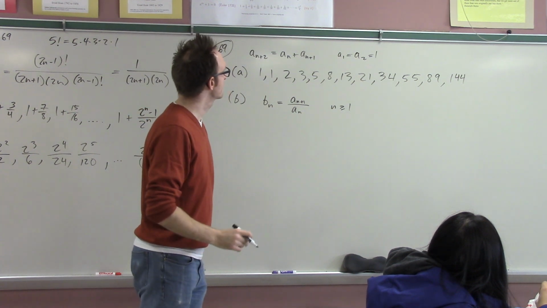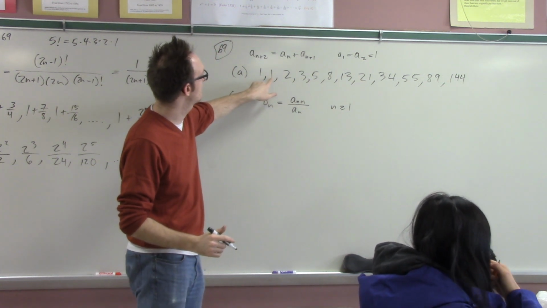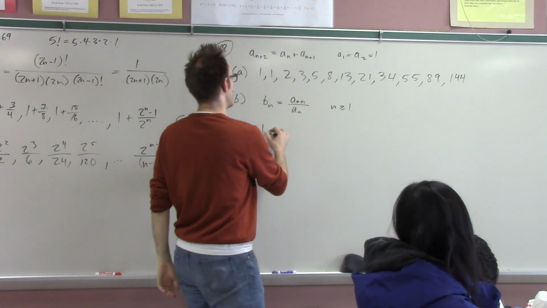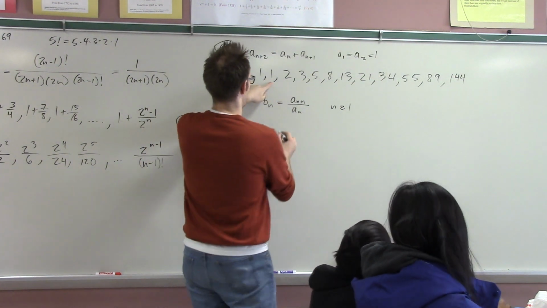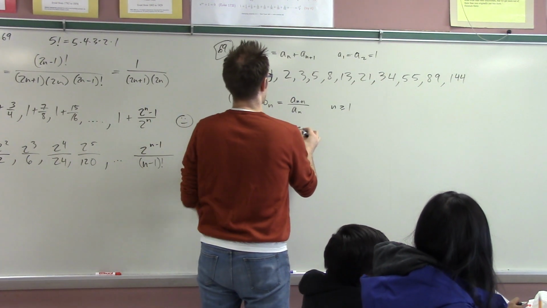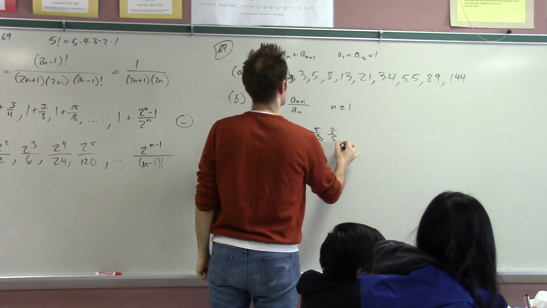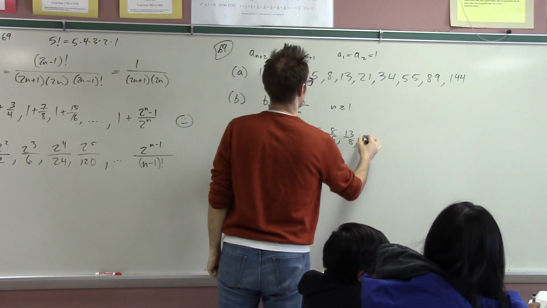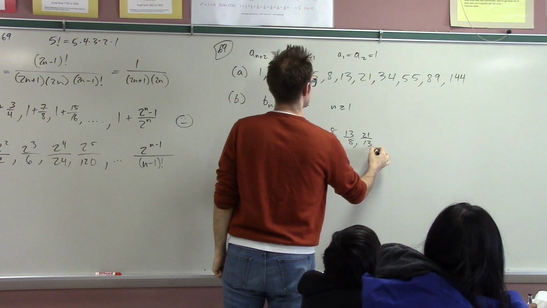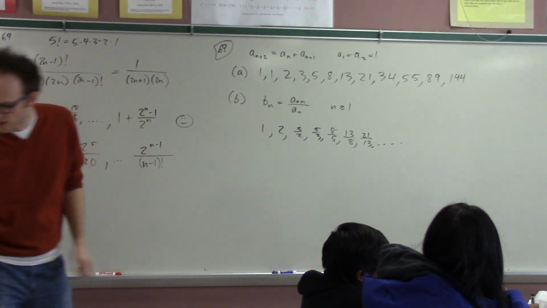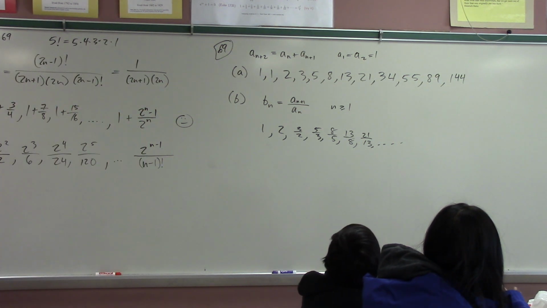Anyway, so basically you do the ratio between this term and the previous term, so that's 1. And then the next one would be 2, and then 3 halves, and then 5 thirds, 8 fifths, 13 eighths. Can I stop at a certain point? Depends on your board. 21 thirteenths, and so on. Okay, good. Now some actual math.